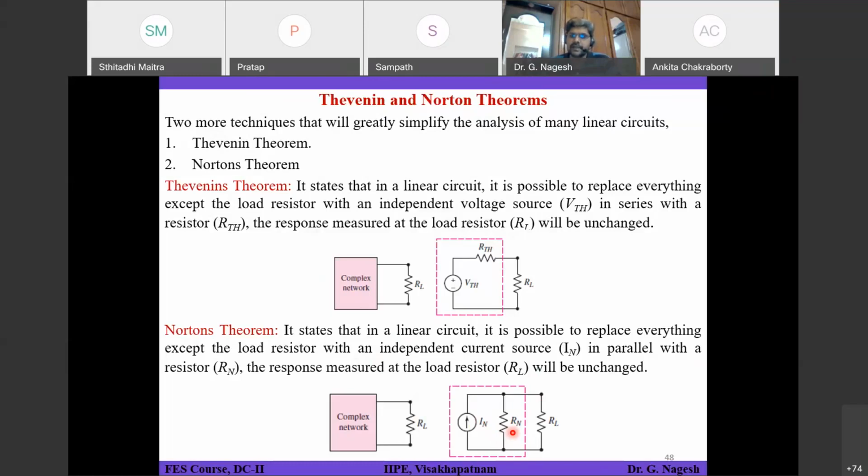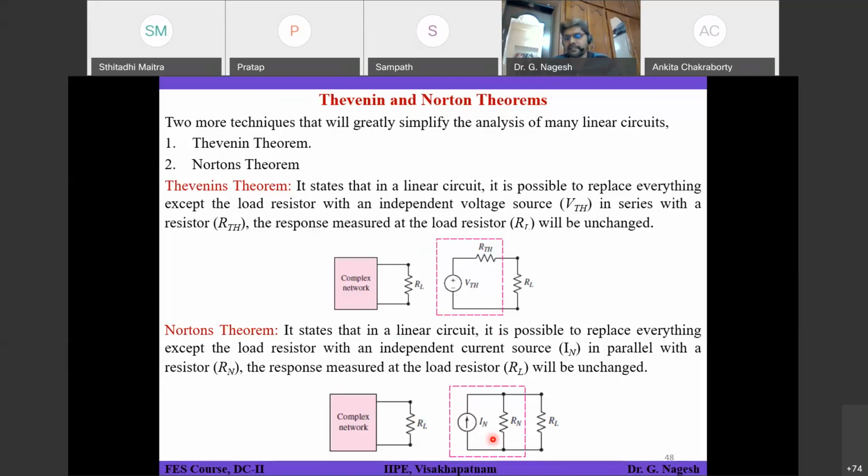Okay, actually, how to calculate these two, that calculation process remains the same. If you see, RTH and RN will be the same. If you consider some complex circuit and you have applied Thevenin's theorem, you have found out RTH, you got some value. The same value you will get for RN also. In Norton's equivalent circuit also, RN and RTH will be the same.